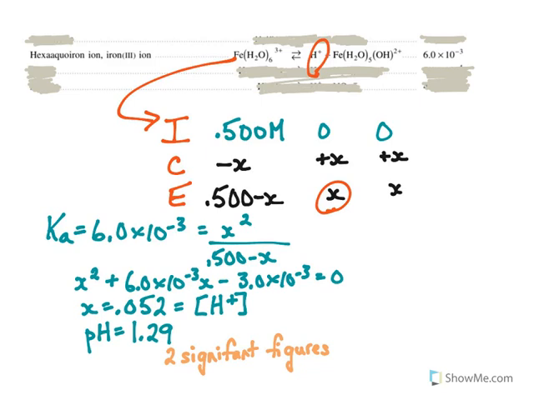Interestingly, if I had gone ahead and assumed that the minus x was negligible, my pH would have been a little bit different, and so in this case I believe it was valid to leave the minus x in and solve the entire quadratic equation to get an accurate answer to the second decimal place.